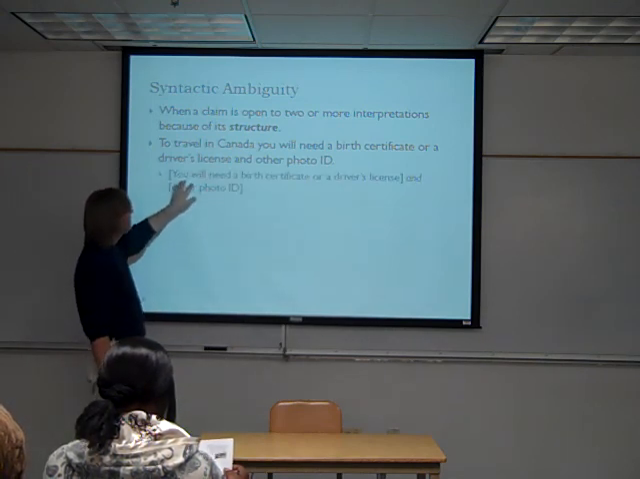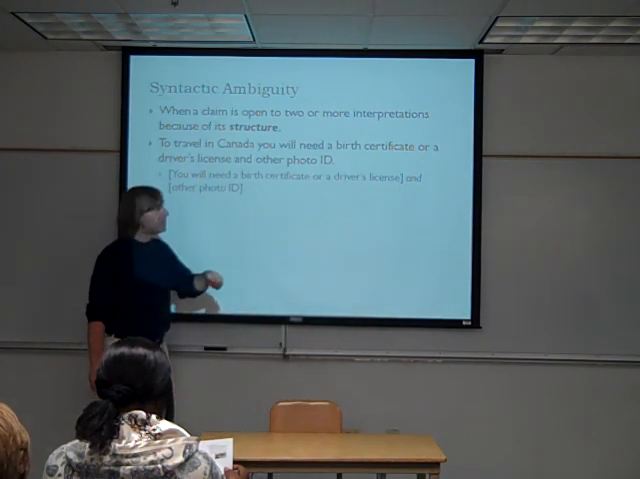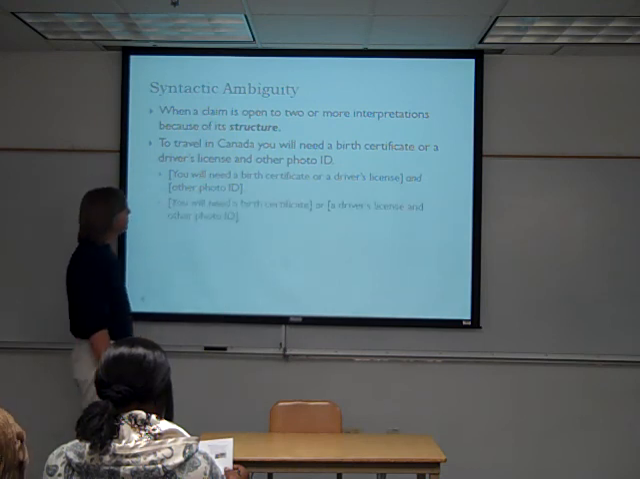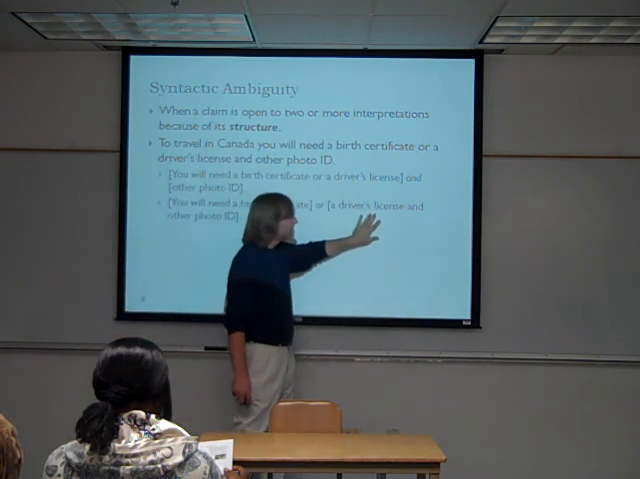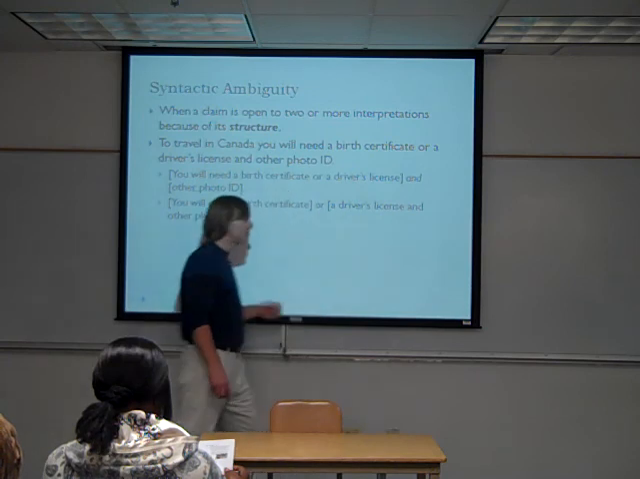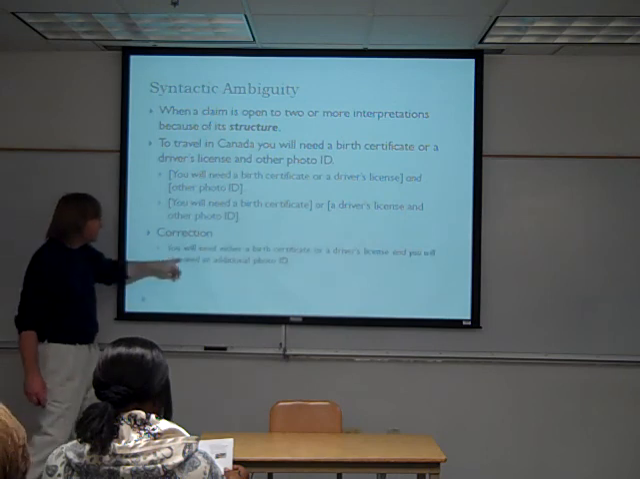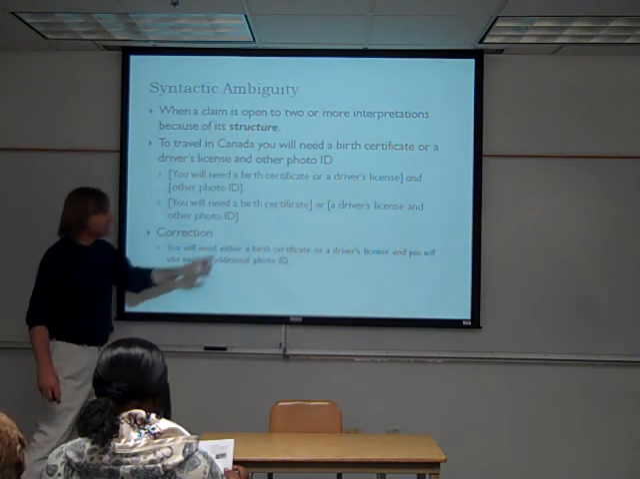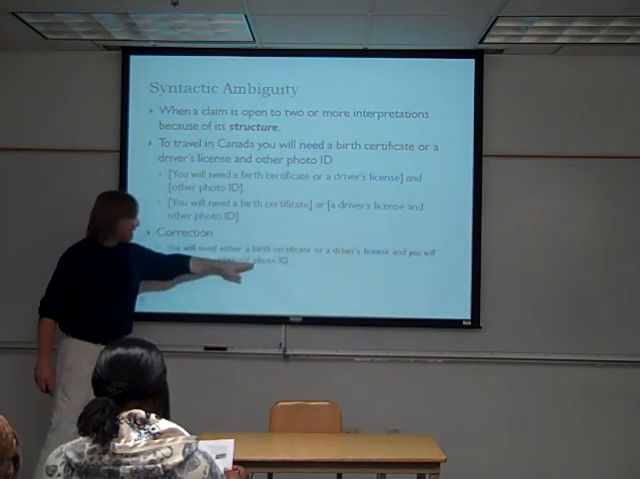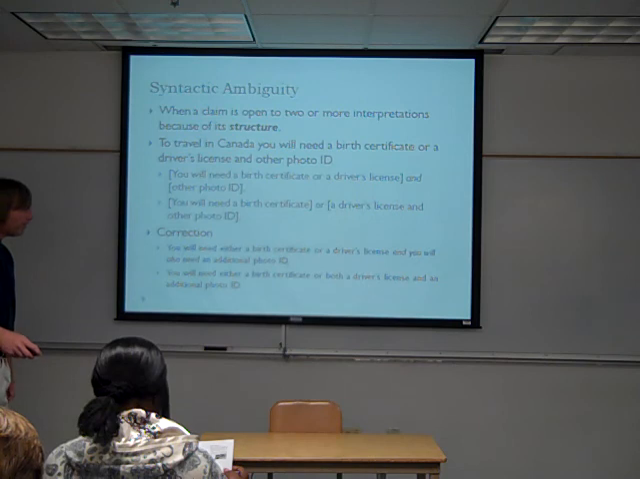If you view it this way, then you'll need a birth certificate or a driver's license, and on both alternatives, you'll need a photo ID. But you could also interpret it this way: you'll need a birth certificate or a driver's license, and only if you use a driver's license will you then need a photo ID. So to clarify this sentence, you're going to have to either state it this way: you will need either a birth certificate or a driver's license, and you will also need an additional photo ID. Or you can state it this way: you will need either a birth certificate or both a driver's license and an additional photo ID.